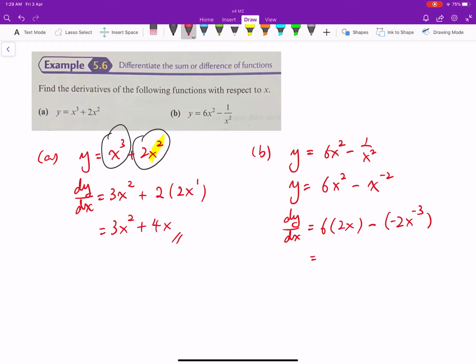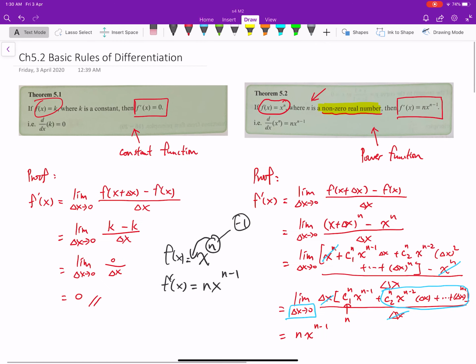And then we simplify: 12x plus 2x to the power negative 3. Here we can use x to the power negative 3 as the answer, unless the question asks you to express the answer in positive indices. So those are some basic rules we learned in this video. Later we will learn some more difficult ones, so let's have a quick review.